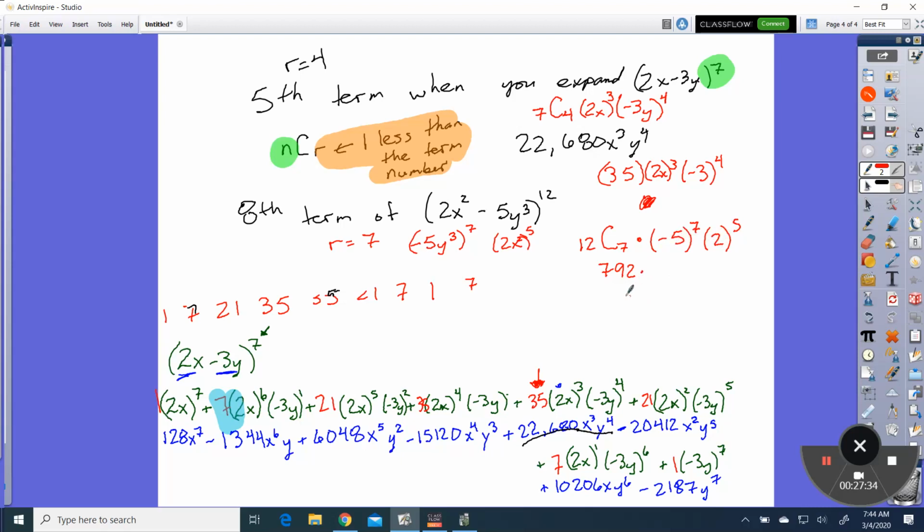Where did the powers inside of that go? We'll deal with those, we'll work with those in a second. So that's only on the x and the y. So it's only the x that's squared and only the y that's cubed.